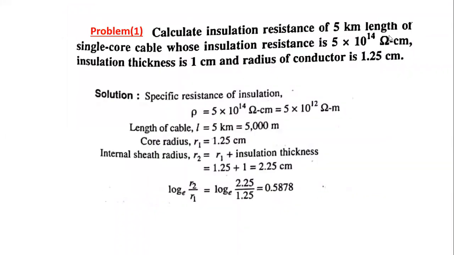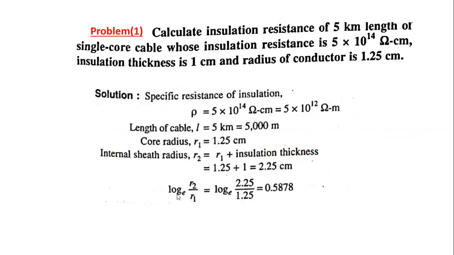First, coming to the first problem: calculate the insulation resistance of a 5 kilometer length of single core cable. Length L is equal to 5 kilometers. The specific resistance is 5 into 10 power 14 ohm centimeter, the insulation thickness is 1 centimeter, and the radius of the conductor is 1.25 centimeters. Calculate the insulation resistance.